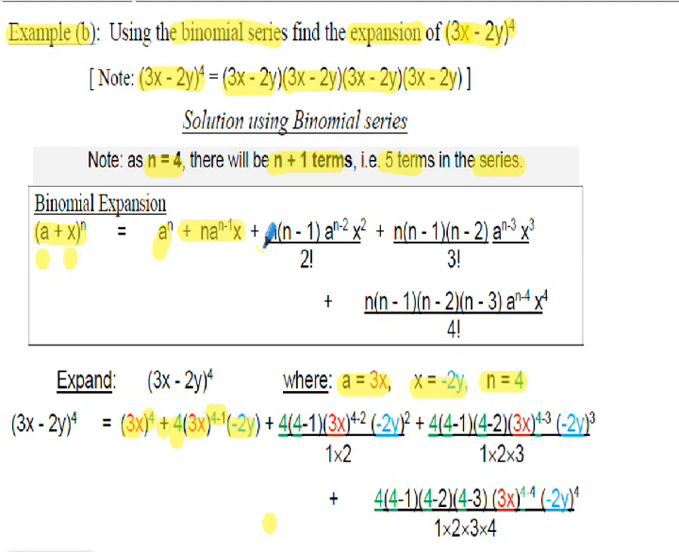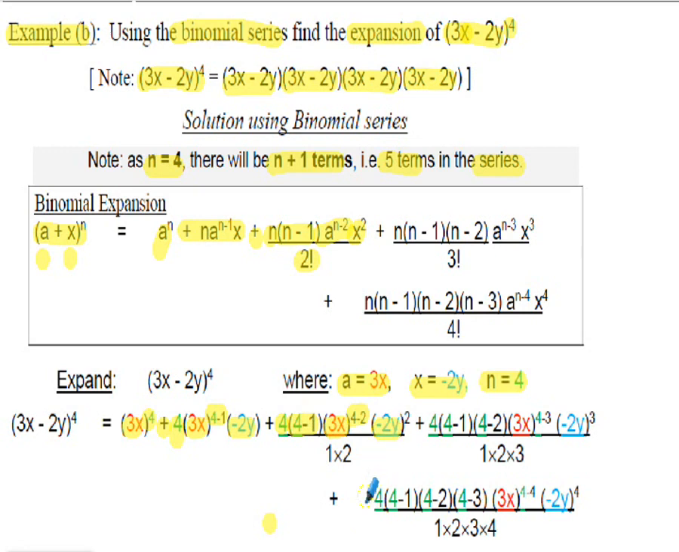If I look at the next term, the third term, I've got n times n minus 1, a to the n minus 2, x to the 2, all over factorial 2. So looking at my number work here, that gives me 4 times n minus 1, 4 minus 1, multiplied by 3x, which is the a, to the power of n minus 2, 4 minus 2, multiplied by the x squared.